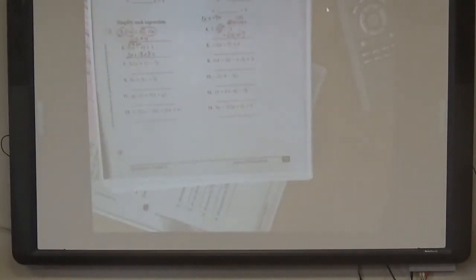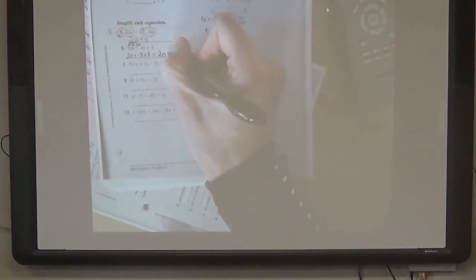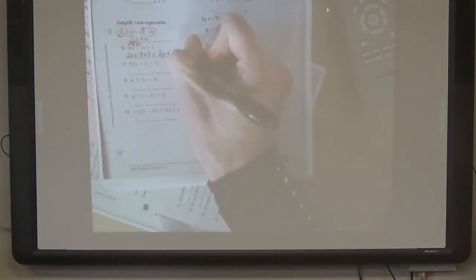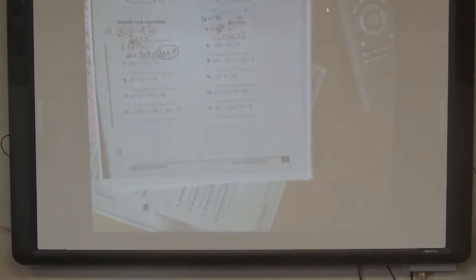We're just simplifying. Now, can we simplify that even more? Yes. Are there numbers we can still add because they're alike? Yeah. The negative 8 plus 3. Right. So we can combine that to be negative 5. Your simplified answer then is 2n plus negative 5. Do we have to do that for every single one? Yep. Simplify it as much as possible.